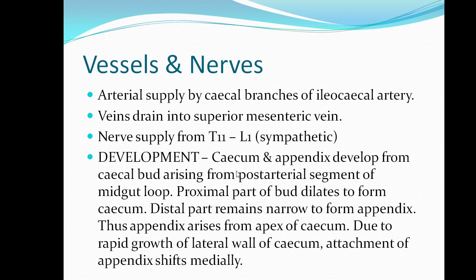Development. The caecum and appendix develop from the cecal bud arising from the post-arterial segment of the midgut loop. The proximal part of the bud dilates to form caecum. The distal part of the bud remains narrow to form the appendix. Thus, appendix arises from the apex of the caecum. Due to the rapid growth of the lateral wall of the caecum, the attachment of the appendix shifts medially.